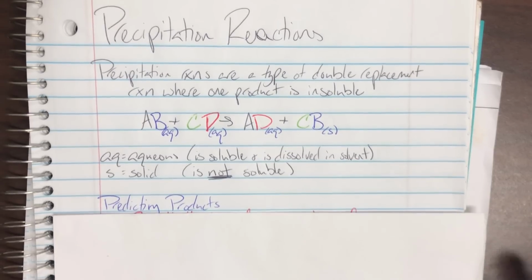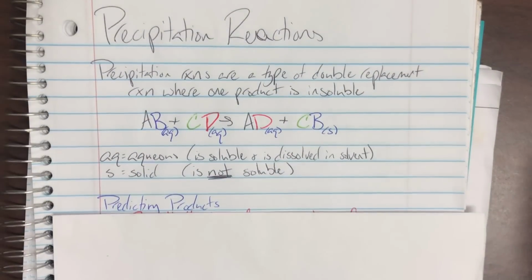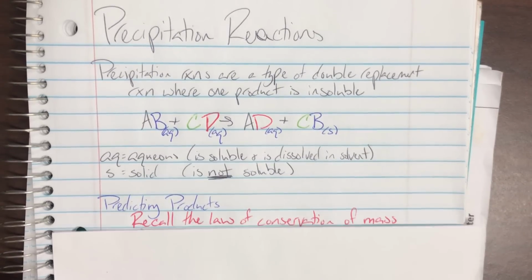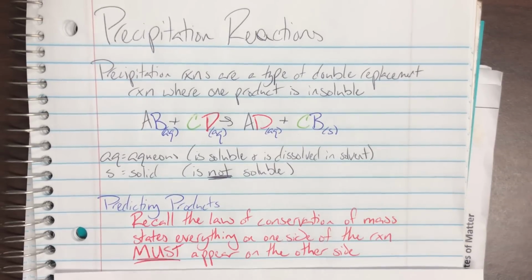So what we're going to do now is utilize this format to help us predict products from a precipitation reaction and actually see if something is going to be soluble or not. We're going to first need to be able to recall the law of conservation of mass. And remember that that tells us that everything on one side of the reaction is going to have to be on the other side of the reaction.